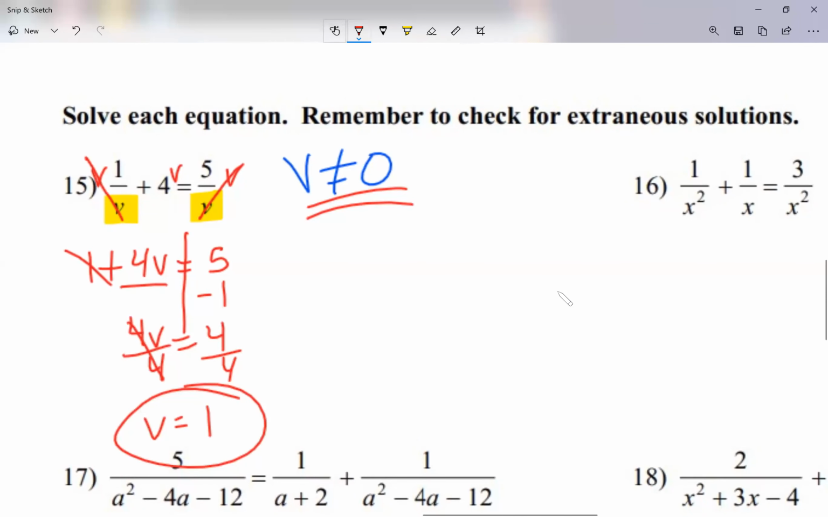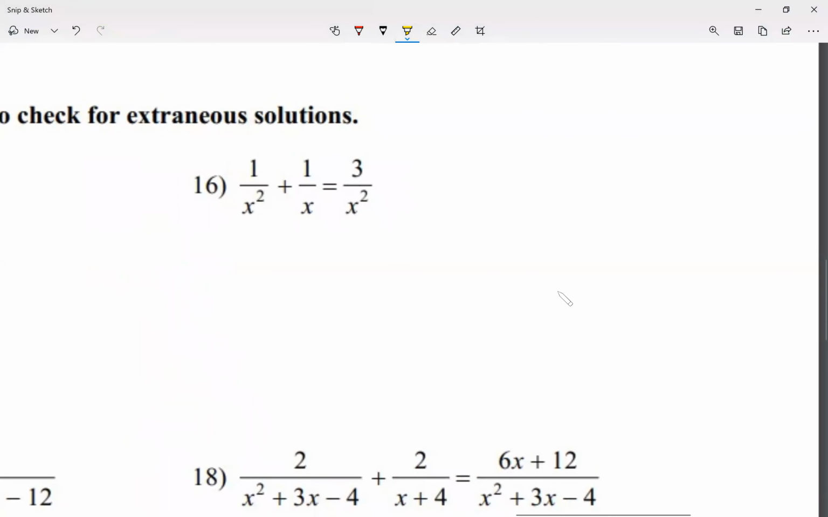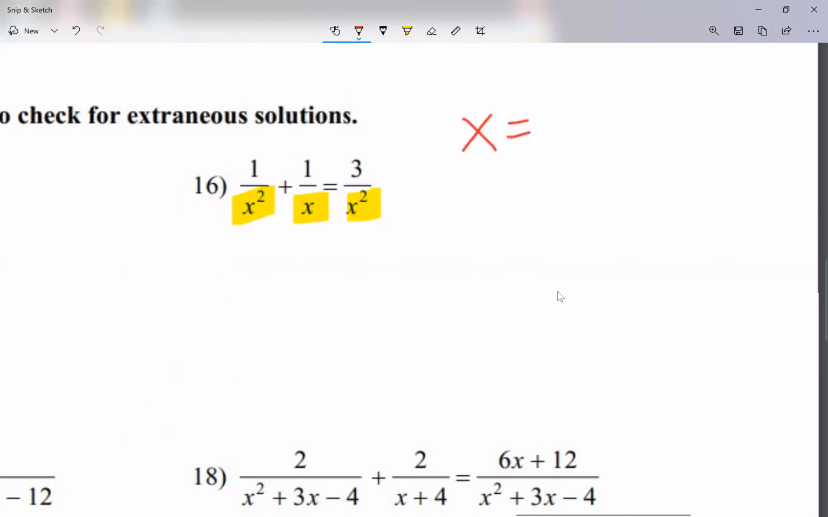Okay, interesting. Now let's take a look at number 16. First, start with extraneous solutions. So x and x squared. The values that I cannot accept are the values that will make the bottom equal to 0, so I'm going to say x cannot be 0. No matter what values I get, 0 is not good because it cannot be a 0 at the bottom.